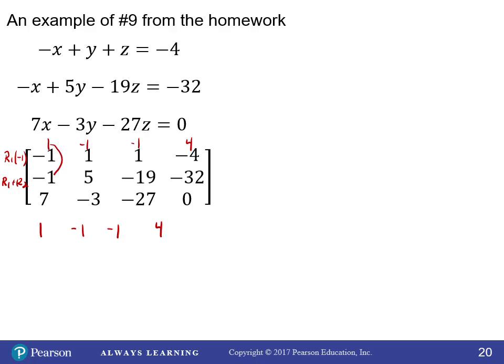So that's going to give me a 0. And add these two together, that's going to give me a 4. And add these together gives me a -20. Add these together gives me a -28. Okay, then I'm just going to bring my last row down, and then we'll look at what we can do to it.